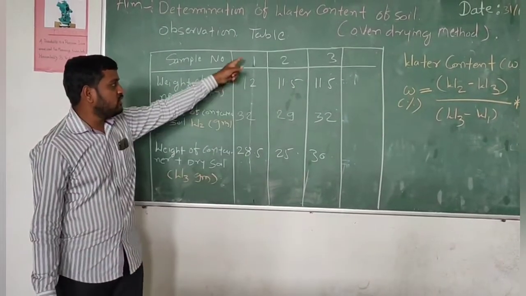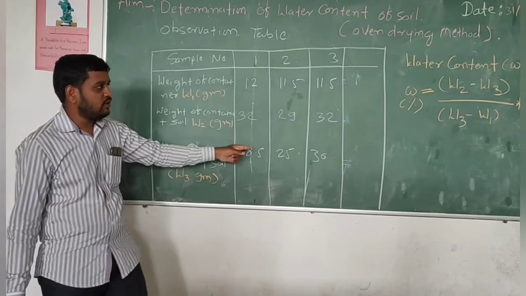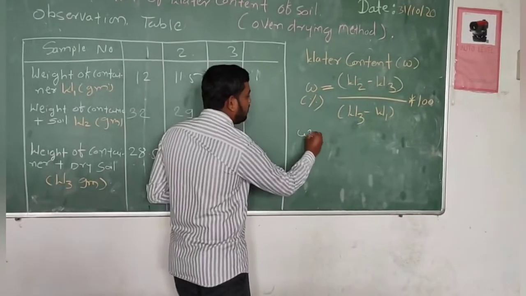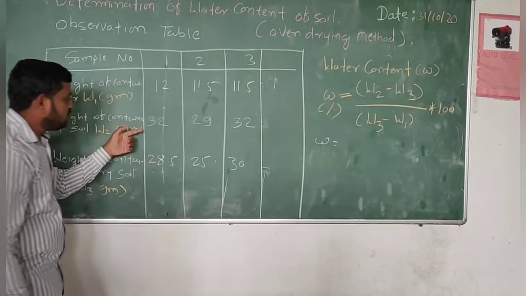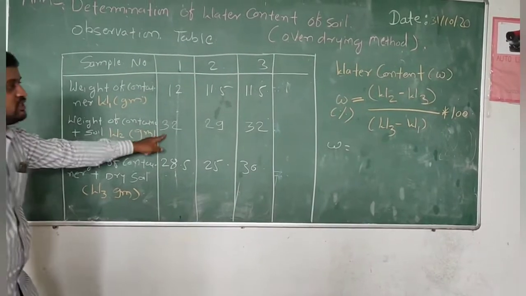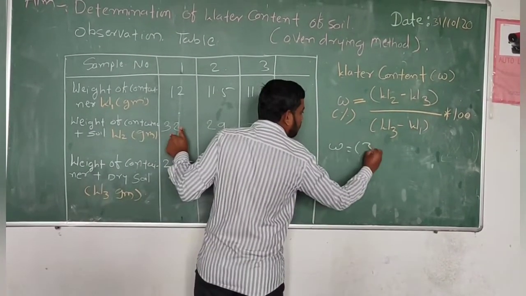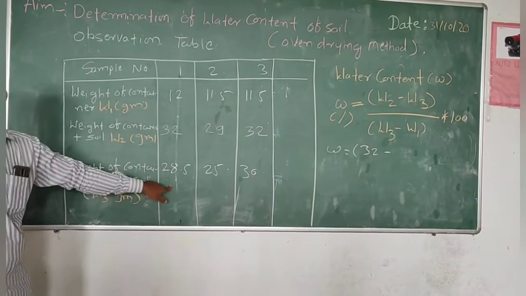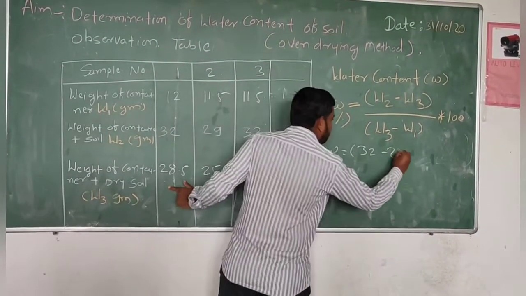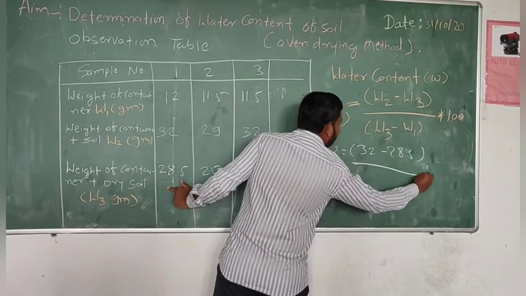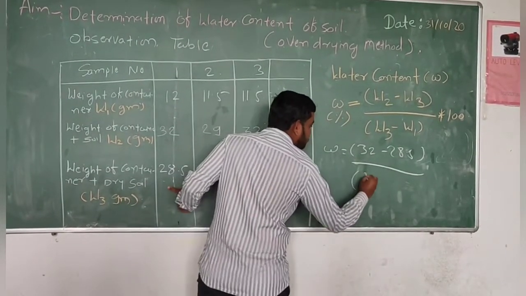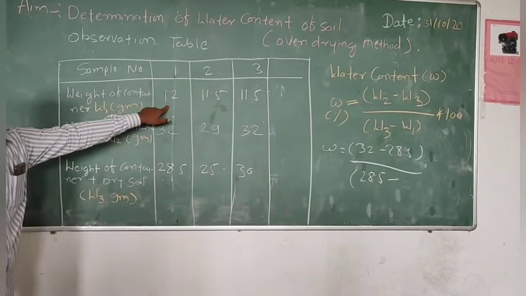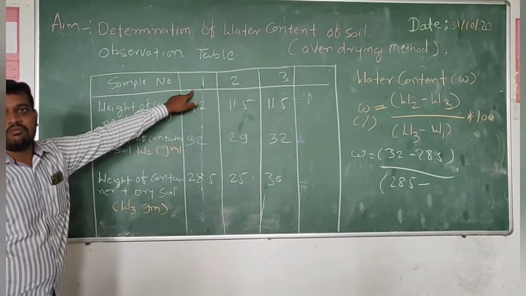After that, calculate the water content for sample number 1 by using this formula. So this is the formula for the water content. Now, what is water content? That is W2 minus W3, divided by W3 minus W1. For sample number 1, W2 is 32. Write down 32 minus W3, which for sample number 1 is 28.5. Then divided by 28.5 minus W1. W1 for sample number 1 is 12.